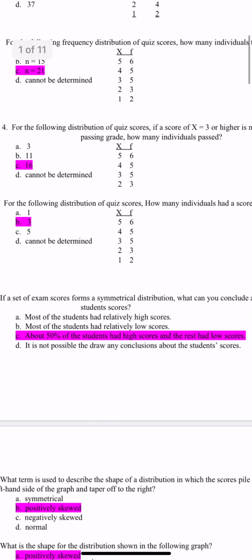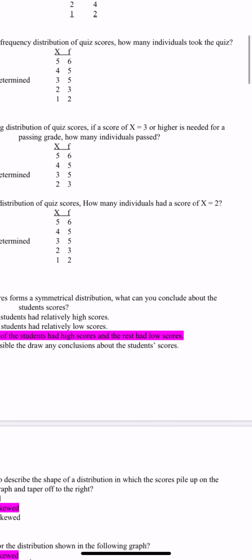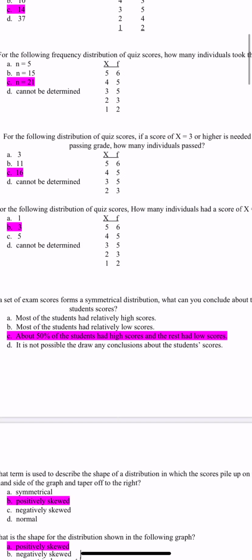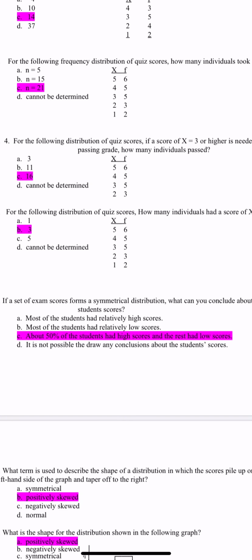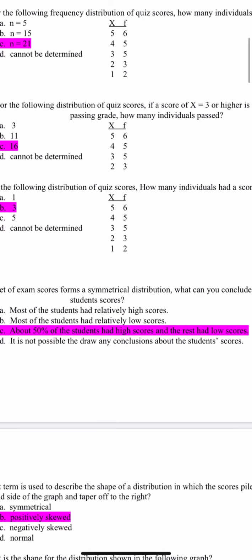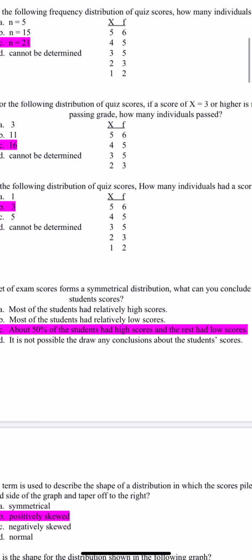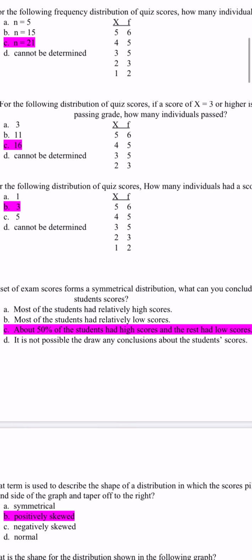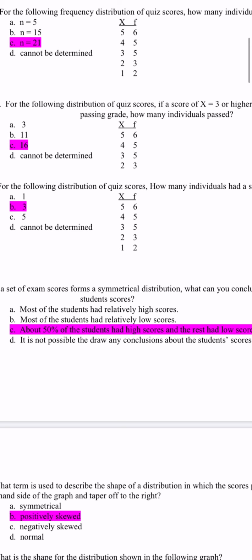If a set of exam scores forms a symmetrical distribution, what can you conclude about the student scores? Well, a symmetrical distribution has 50% of scores on the left and 50% of scores on the right. So in general, the best answer for this would be about 50% of the students had high scores and the rest had low scores, which would mean 50% of the students had low scores. And the other answers just don't make sense. Relatively high scores would be negatively skewed, and relatively low scores would be positively skewed.